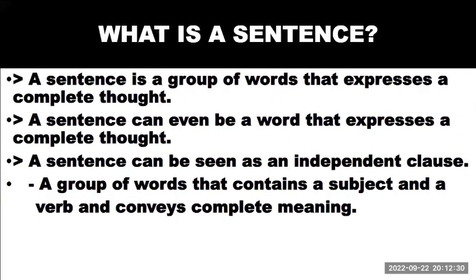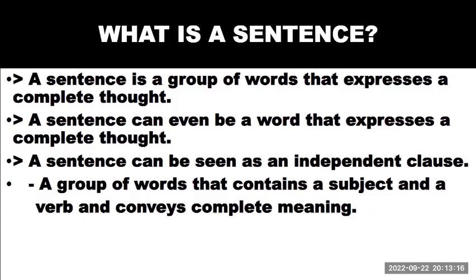A sentence is a group of words that expresses a complete thought. First it is a group of words and then it expresses a complete thought. However, a sentence can also be a word, just a word, that expresses a complete thought. All right? And this has to do with a kind of sentence we call the imperative sentence, a kind of sentence that gives an instruction or a command. For example, come. All right? It could be a request, come, or an order, come. A single word, yet it expresses a complete thought.